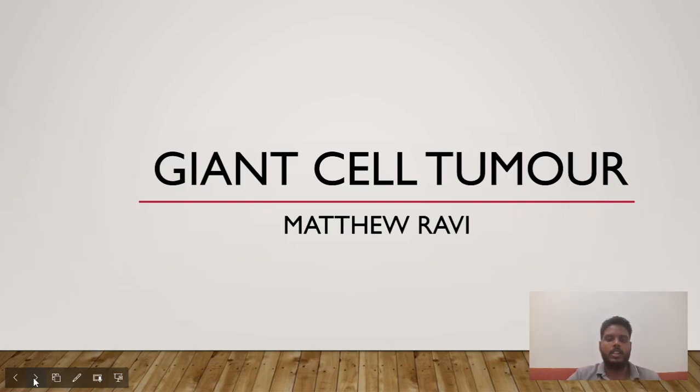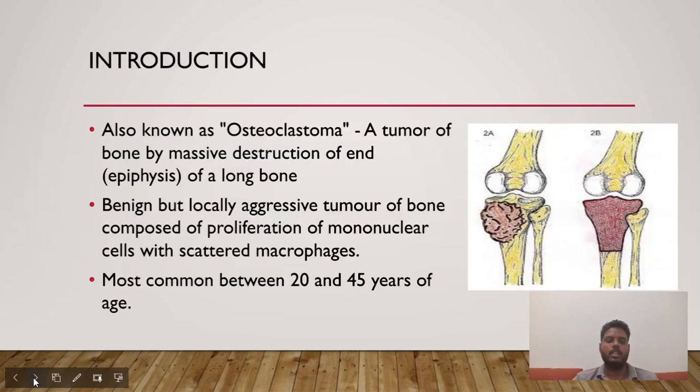Today I'll be presenting a very interesting topic known as giant cell tumor. So what is giant cell tumor? It is also known as osteoclastoma, which is a tumor of the bone characterized by massive destruction of the end part, also known as the epiphysis, of a long bone. It is benign but at the same time a locally aggressive tumor of bone, as it can turn malignant, but this is a very rare condition. It is composed of a proliferation of mononuclear cells with scattered macrophages. It is very common between 20 and 45 years of age.